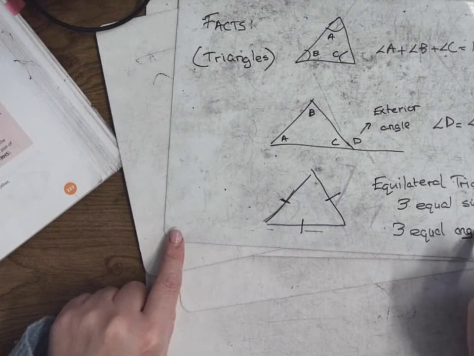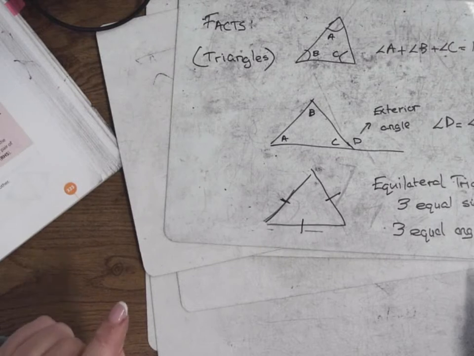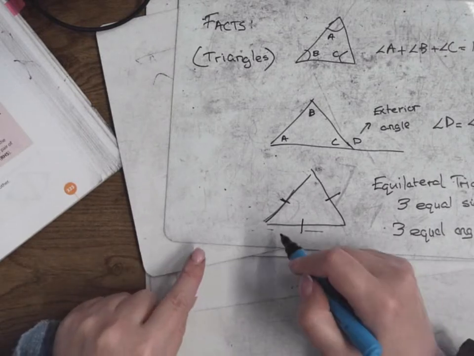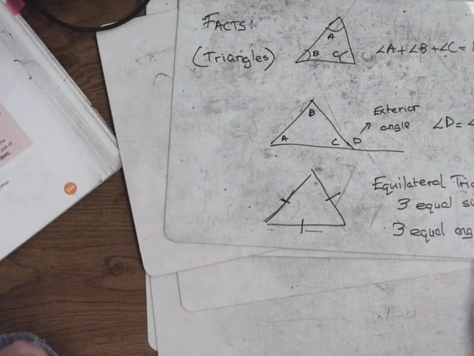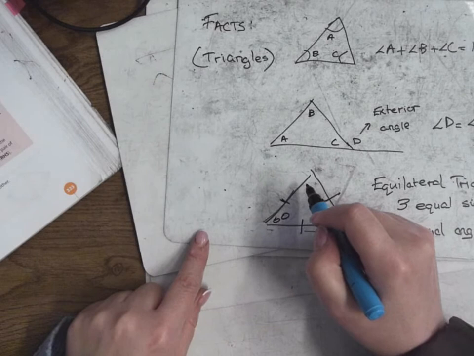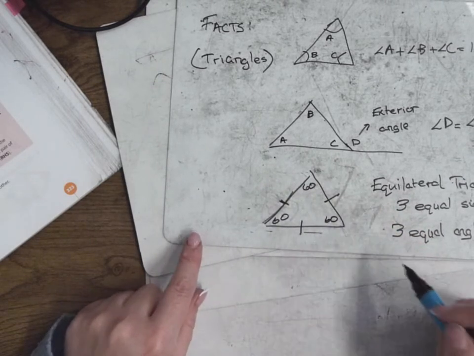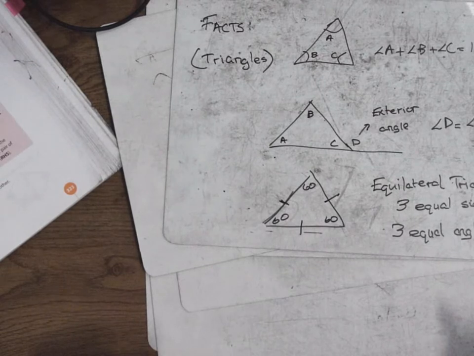What can I say? If the 3 angles are equal, what must the angles be? They have to add to 180, and they're all equal. They'd have to be 60. So in an equilateral triangle, you know what the angles are. They're all 60. Is that okay? So that's the only triangle where you know the angles without them telling you. Right, can I move on?